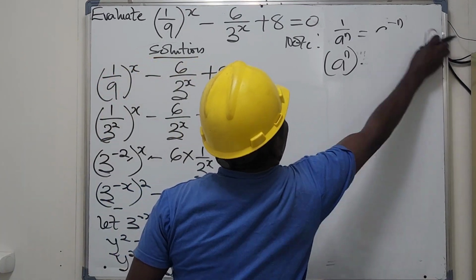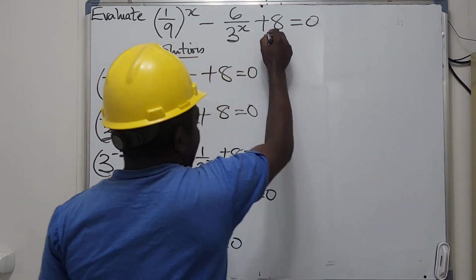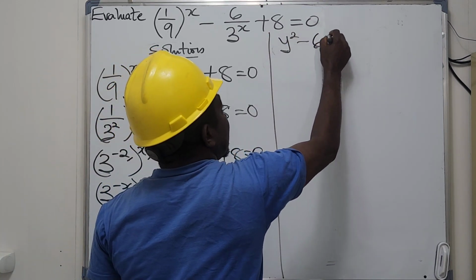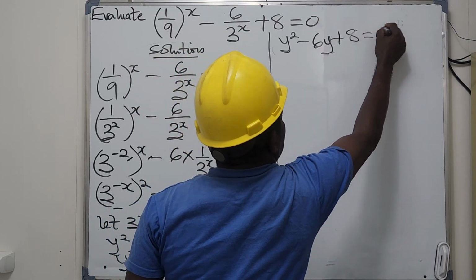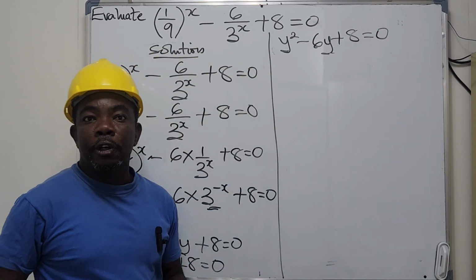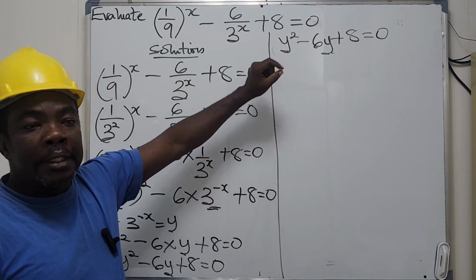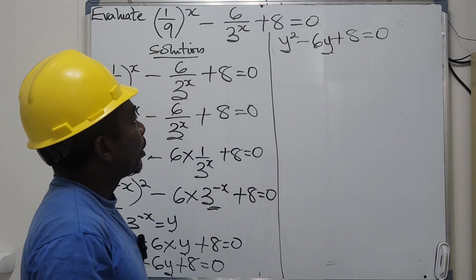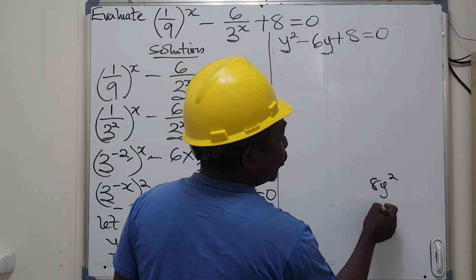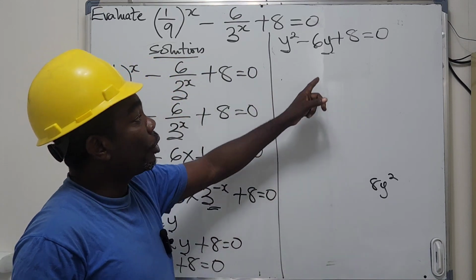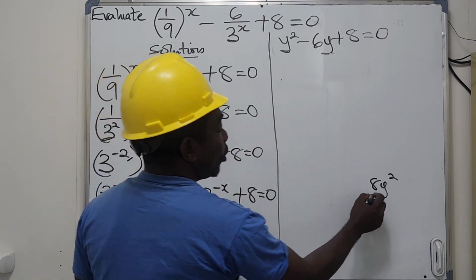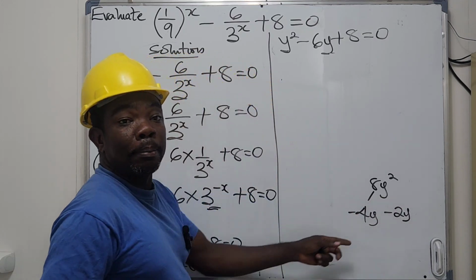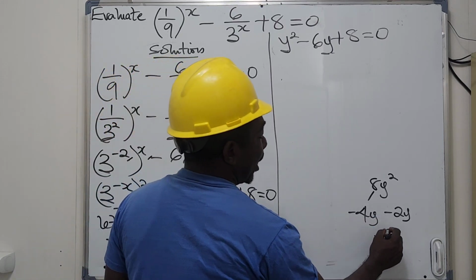So in that case, we are going to evaluate that in a quadratic way. This is y squared minus 6y plus 8 equals 0. We are going to use the factorization method to find the value of y in this equation. So we will multiply 8 by y squared, which gives us 8y squared. Two factors of 8y squared that when we add will give us minus 6y are minus 4y and minus 2y. When we add minus 4y and minus 2y, it will give us minus 6y.